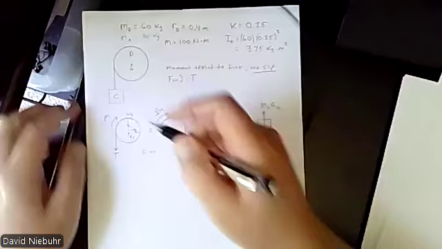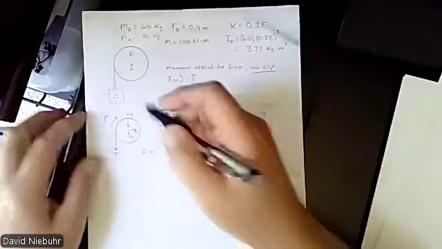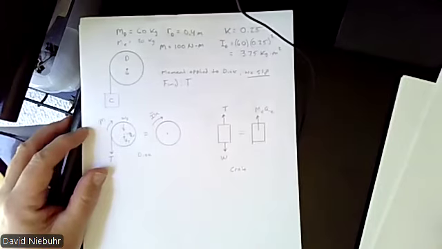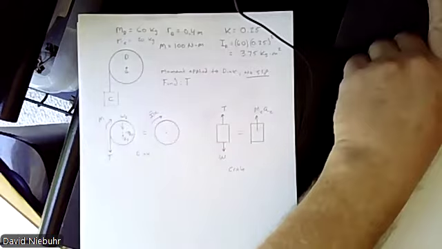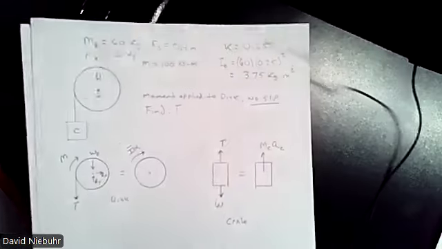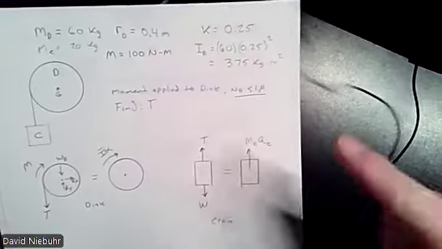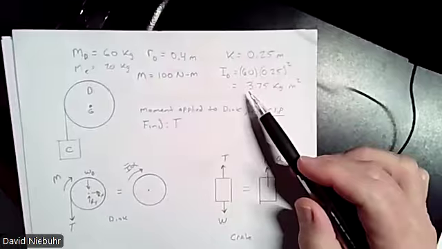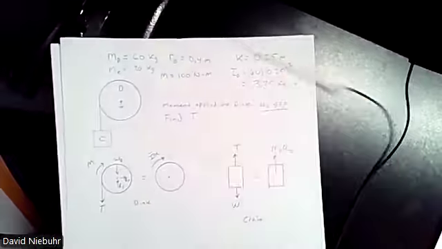So here we'll recall that we had a disc centered at G. We were told the mass of the disc was 60 kilograms, the radius of 0.4 meters, the mass of C here is 20 kilograms, and the moment that's applied to it is 100 Newton meters. The radius of gyration was 0.25 meters. Therefore, we know our I about G is 3.75 kilogram meters squared.